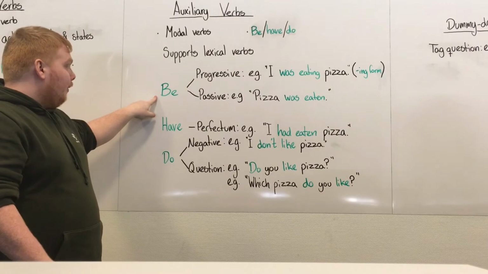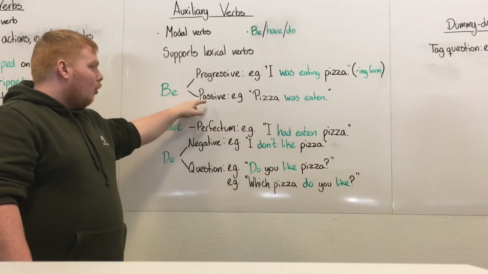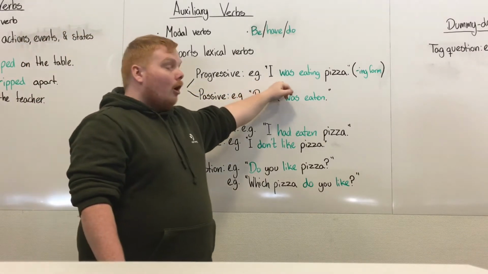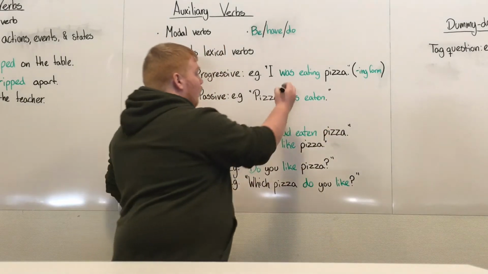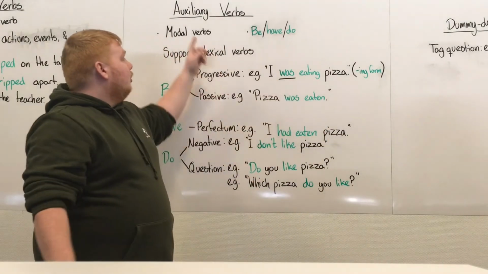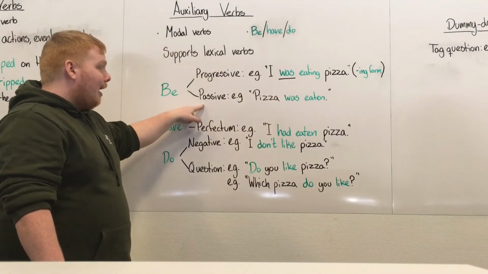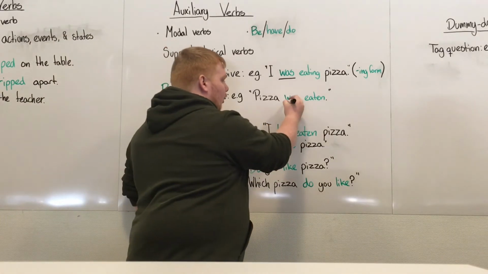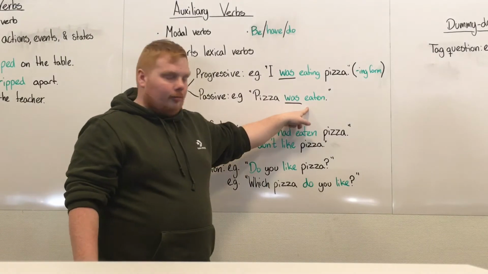So let's look at be. Be can be in two different forms. It can be in progressive or passive. So in progressive, we have I was eating pizza. This is also known as the ing form. So was is the auxiliary verb supporting eating. In the passive form, pizza was eaten. And again, we have was, the auxiliary verb supporting the lexical verb.